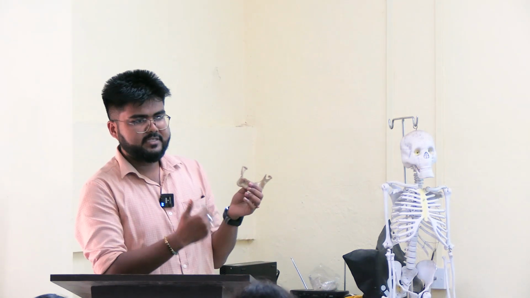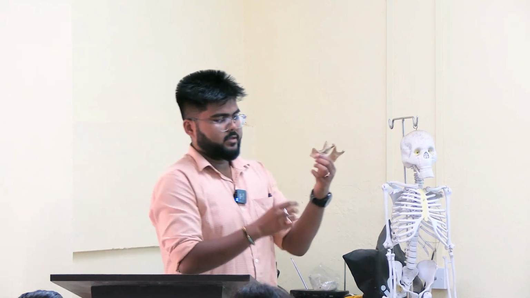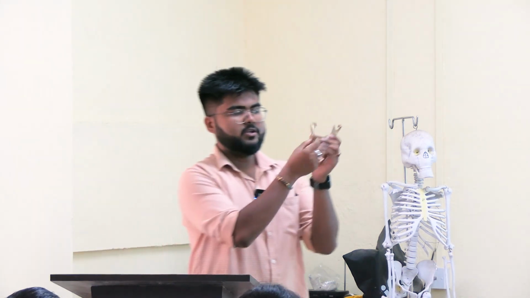So there are two surfaces, external and inner. On the external surface are present mainly the symphysis menti, mental protuberance, mental tubercle, and mental foramen. And here you can see two fossae below your incisor teeth. This is called the incisive fossa. So this is your incisive fossa.